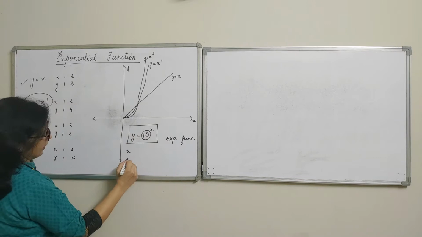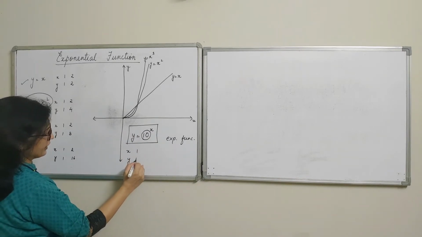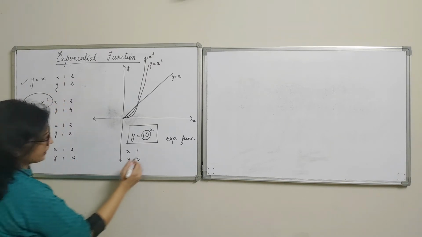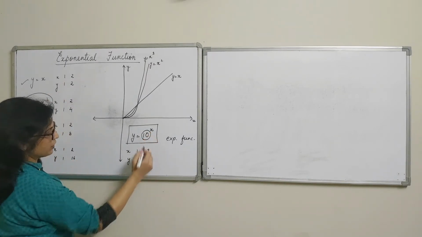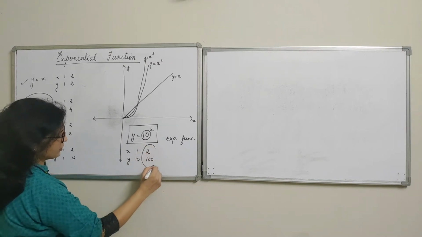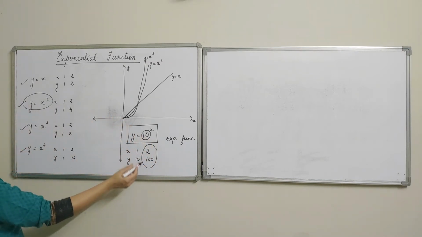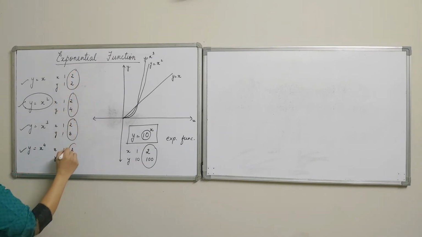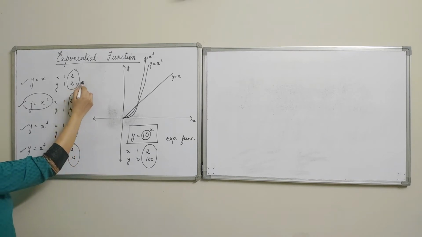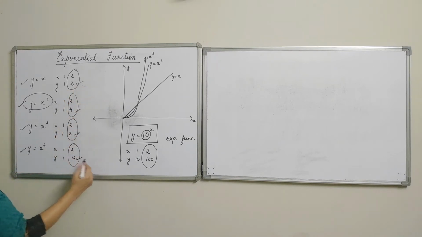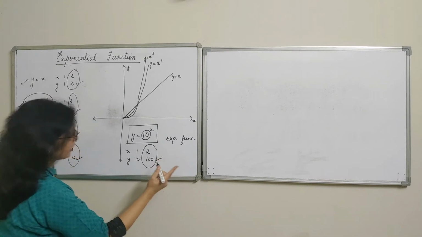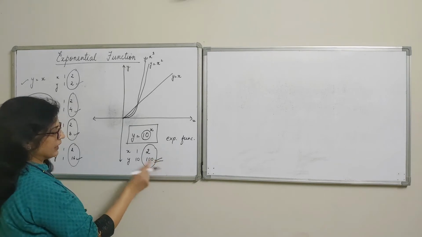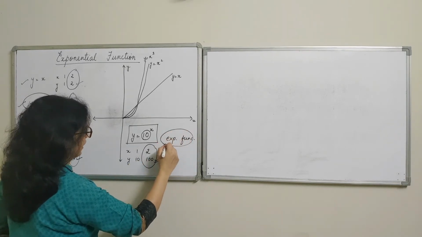Here, if x is 1, y is 10. Unlike in these cases, where x is 1, y is also 1. If x is 2, then you can see y is 100. When x is 2, y is 100. That is the maximum change taking place. Look at all these values of y when x is 2: 2, 4, 8, 16, and now we are getting the value 100. So a function which shows such a big increment in the y variable is said to be an exponential function.